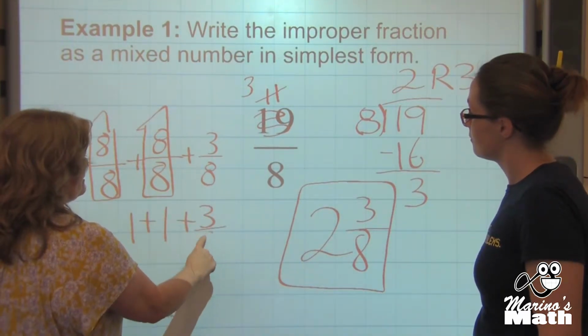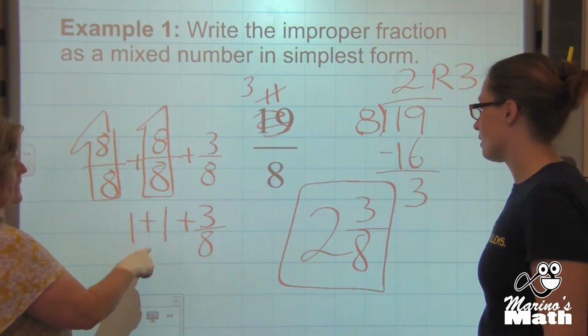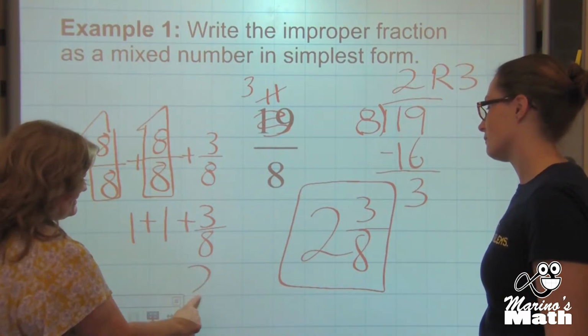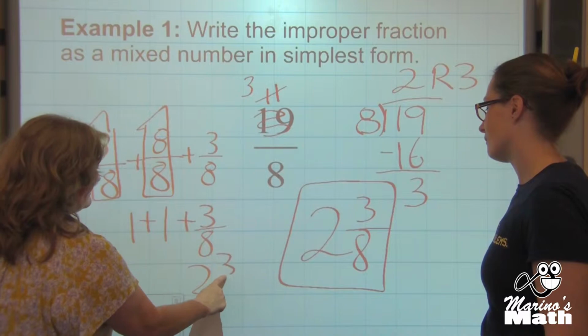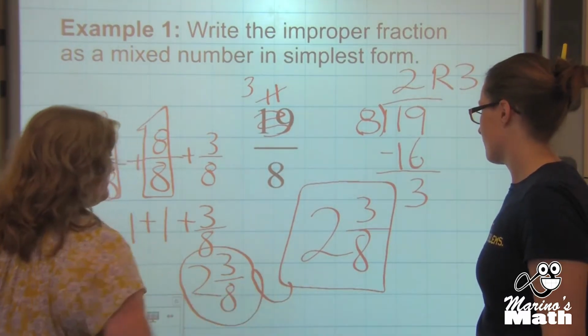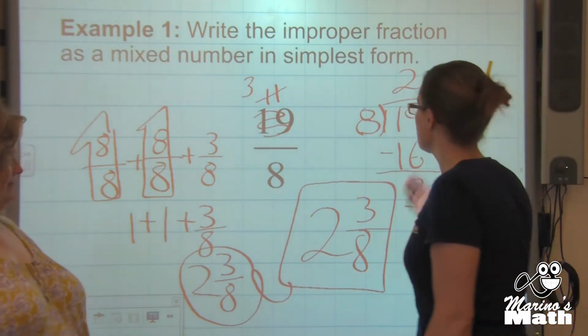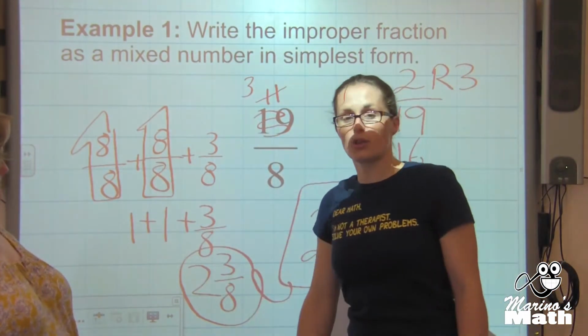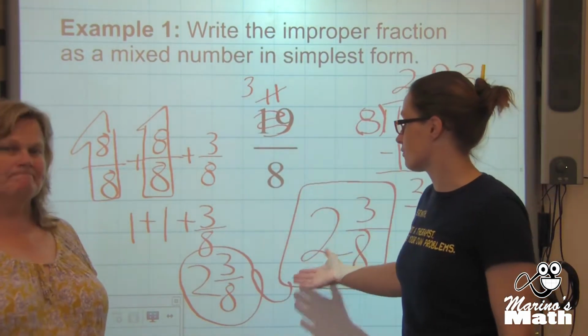This is starting to look pretty similar to yours, Ms. Marino. I think 1 plus 1 is 2, and the 3/8 gets added right on there. They match. Beautiful. And as you can see, we use 2 very different methods to get our answer, but get the same answer.